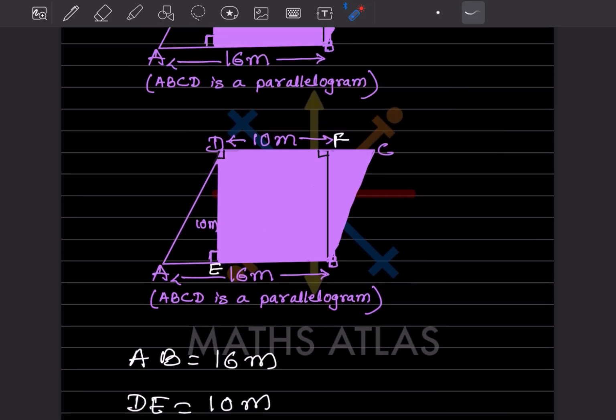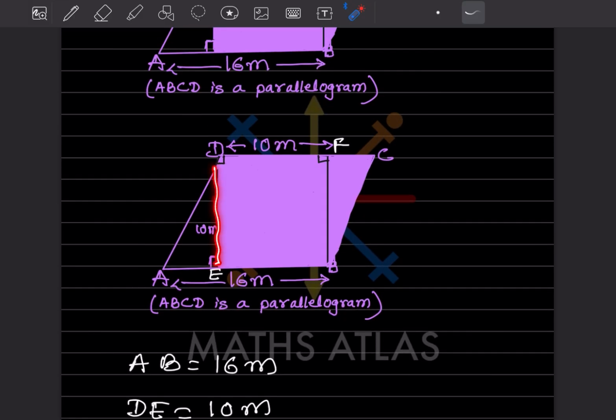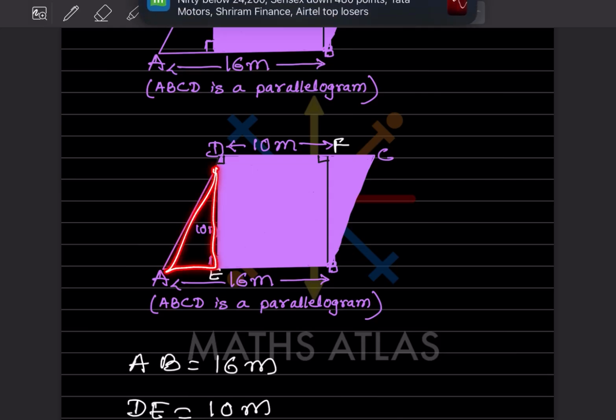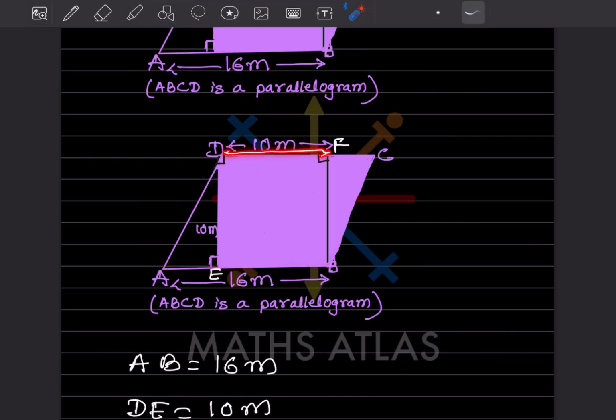Now we will first find out the area of this triangle. That is half into base into height. So we know this whole part is 16. Out of that, this much part is 10. So what will be this part? This part is going to be 6. We want the base of this one, so that is going to be 6.